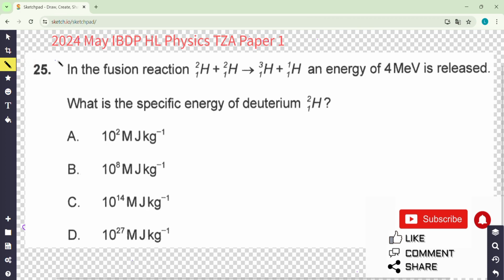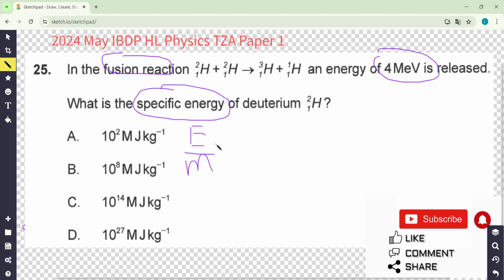Thank you. This question is about a fusion reaction. Look at the specific energy. Remember, what is specific energy? It is energy over mass. So look at it. I said that one reaction releases 4 MeV, so the energy is 4 MeV. And then what is the mass? The mass is 2 deuterium, each with mass number 2, so it is 4 u.